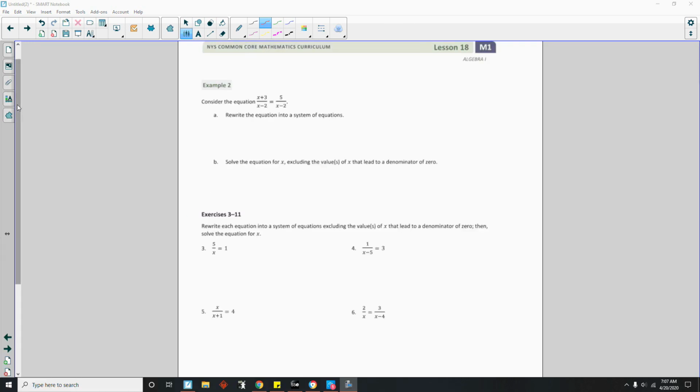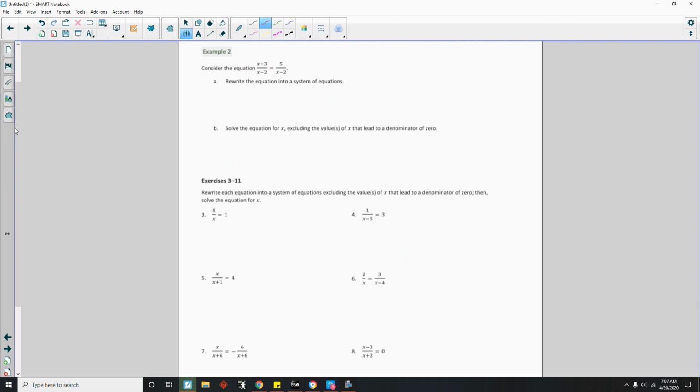Okay, page 3 brings us to example 2. It says, consider the equation x plus 3 over x minus 2 equals 5 over x minus 2. Rewrite the equation into a system of equations. Okay, so we would say x plus 3 divided by x minus 2 equals 5 over x minus 2, and x cannot equal, well, right here, x cannot equal 2. And right here, it's the same denominator, x cannot equal 2 again, so that's it. There's our compound statement.